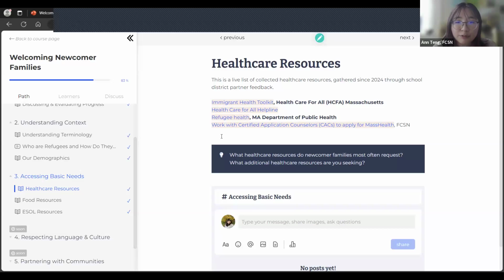Aside from that, we have some information on the Department of Public Health, an immigrant health toolkit from HCFA, as well as the helpline for HCFA. If you think of any specific types of resources, I've heard from some folks earlier today on TB testing, and needing, what was it? I think it was either primary care, something like that, a pediatrician. Those are all resources that we can look more into. But please let us know and feel free to dump more information into the chat if there's anything that you'd like for us to take a closer look at.